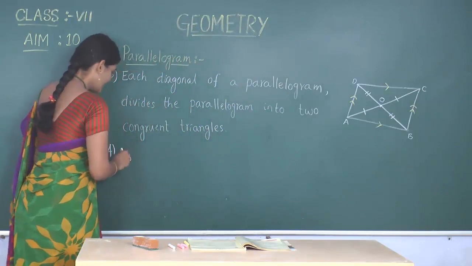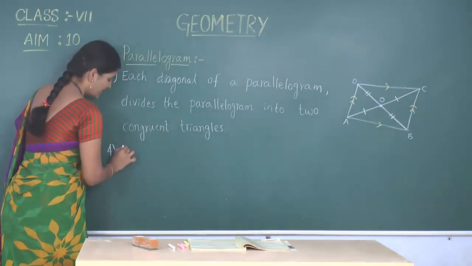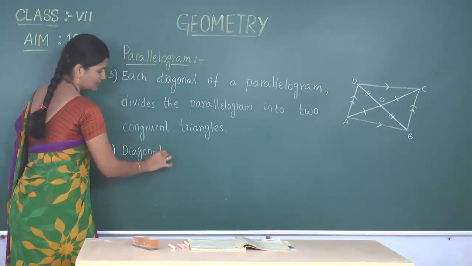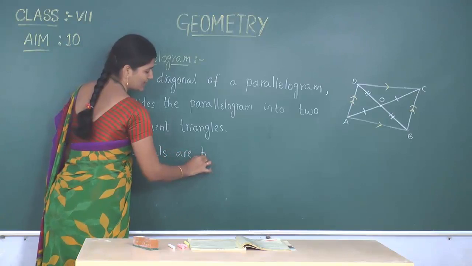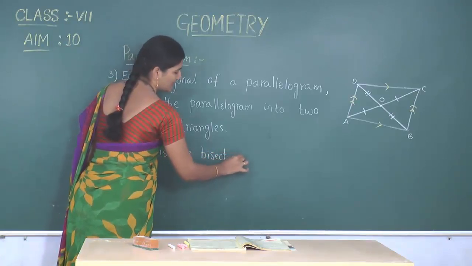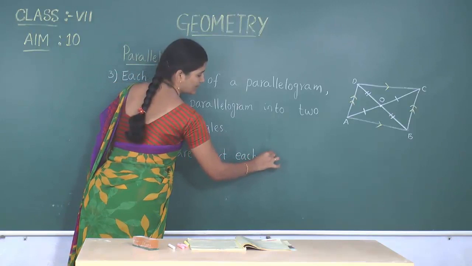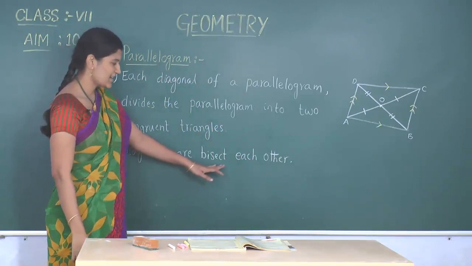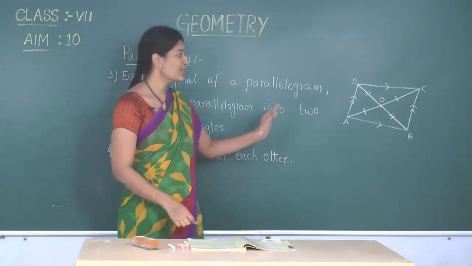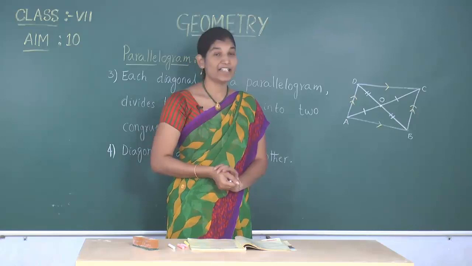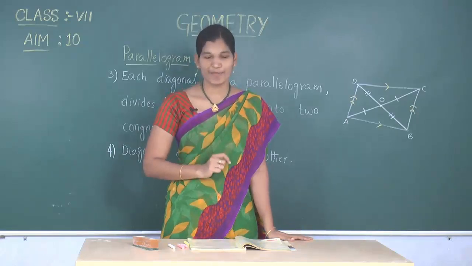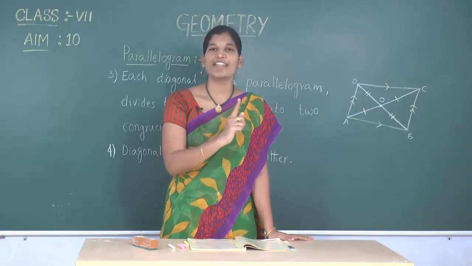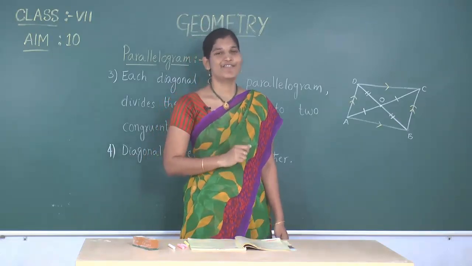And let me write that point. In a parallelogram, diagonals bisect each other. This is the most important property. And here one more important thing you have to remember is that diagonals bisect each other, but diagonals are not equal. Diagonals are not equal.